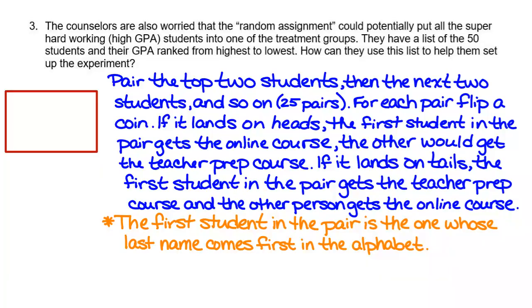And then we do have to clarify this. I can't just say the first person or the second person. I have to come up with what I mean by first and second. In this case, I'm going to say the first student in the pair is the one whose last name comes first in the alphabet. I have to explain what I mean by the first student and the second student.